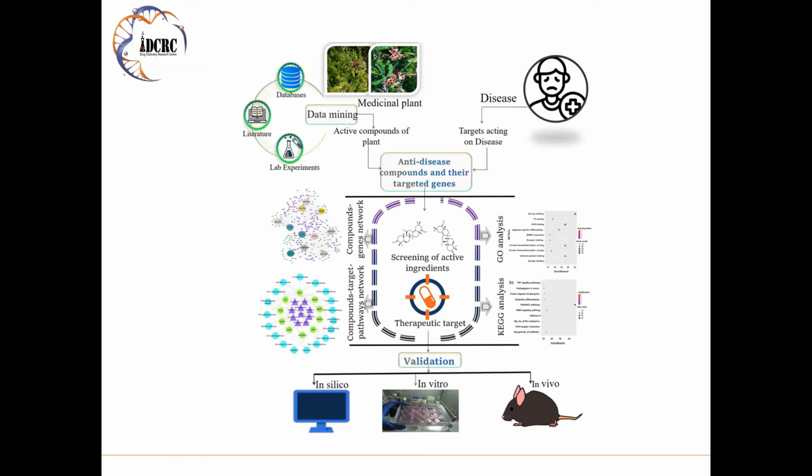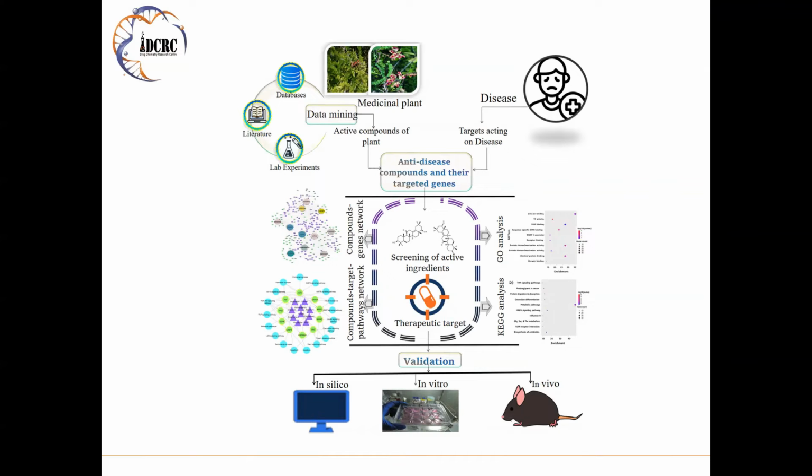Then the second part is to identify the targets of the disease. So you will check which are the common targets of that disease and the plant's phytoconstituents. Once you have identified those targets, you will perform the network pharmacological approaches, like the pathway analysis or gene enrichment analysis.